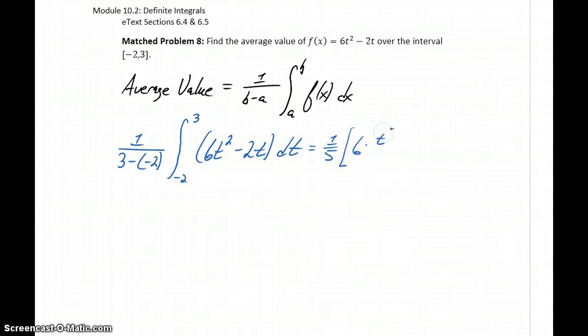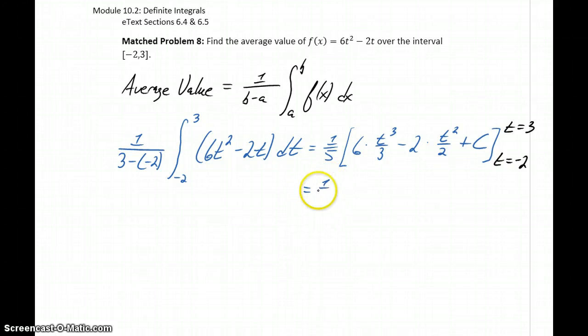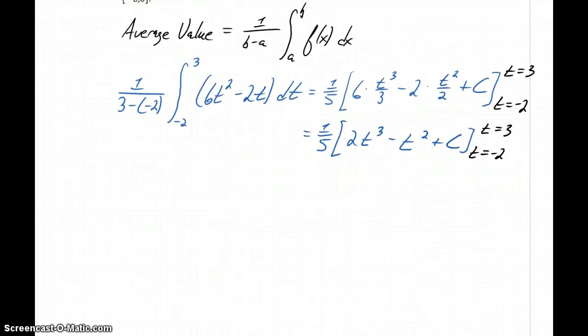times 6 times t cubed over 3 minus 2 times t squared over 2 plus c, with that being evaluated from t equals -2 to t equals 3. And then simplifying our antiderivative a little bit, we get 2t cubed minus t squared plus c, and then we still need to evaluate that from -2 to 3.